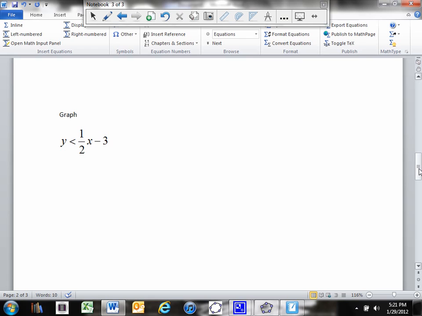Now the next inequality I want to graph is y is less than 1/2 x minus 3. And this one I think I'm going to use slope, which is 1/2, and y-intercept, which is -3. And you're going to find that when you've got a line equation in slope-intercept form, it's easier to do than if you've got it in standard form.